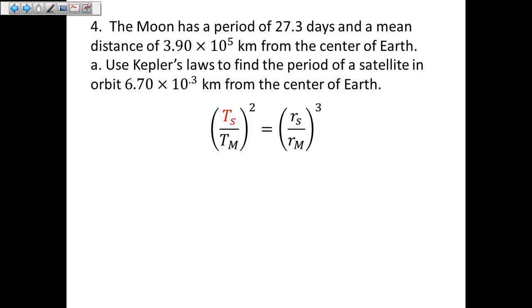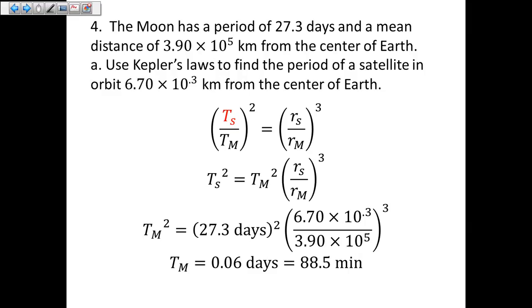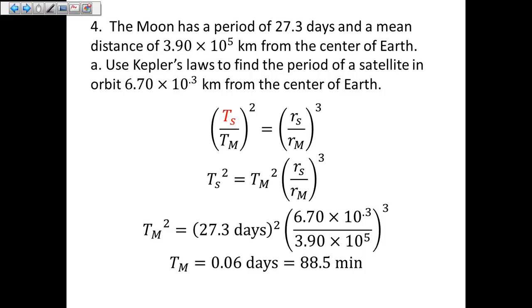Okay, so let's take care of this part A. We're going to solve for T sub s, that is the orbital period for the satellite. We're going to move that T sub m squared over. We're going to plug in 27.3 days. We'll plug in the appropriate numbers for the orbital radius of the satellite and the orbital radius of the Moon, and we find out that the orbital period for that satellite, that should say T sub s, not T sub m, oh well, I'm not going to change it now, is 0.06 days, which is 88.5 minutes.